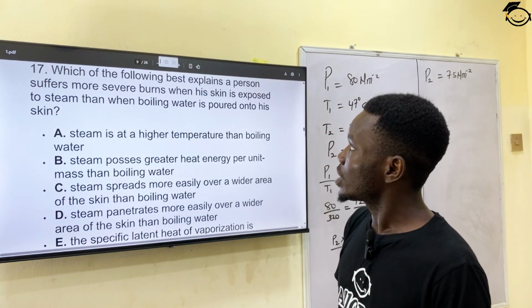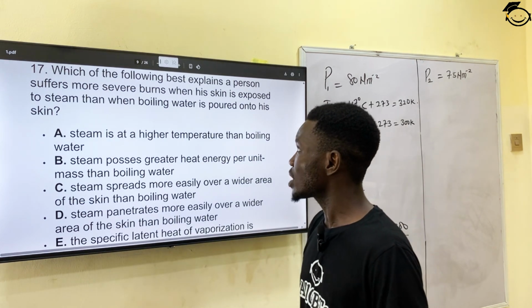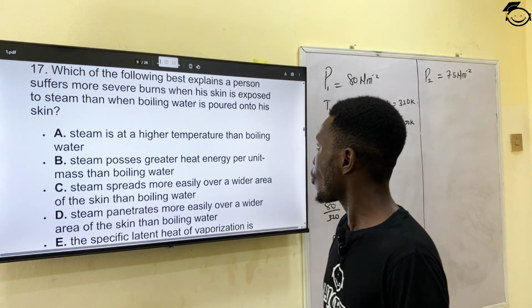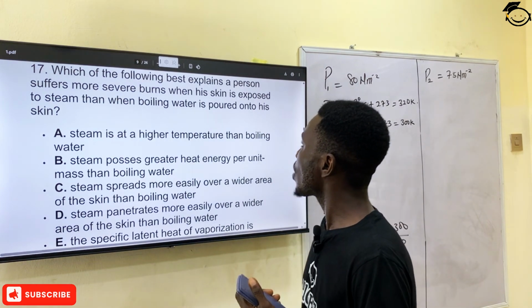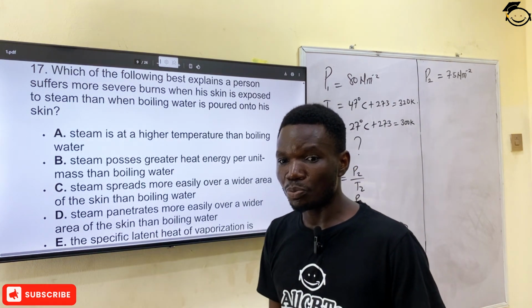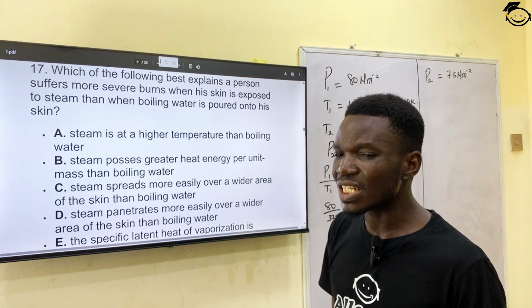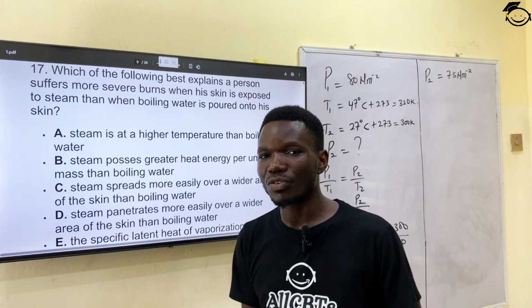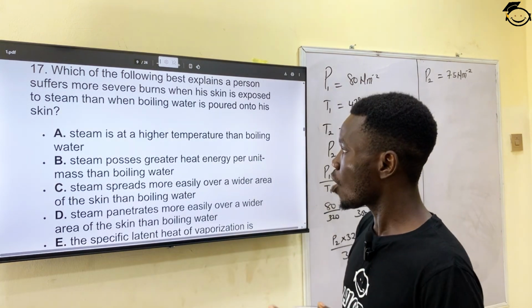Okay, question number 17 says, which of the following best explains why a person suffers more severe burns when his skin is exposed to steam than when boiling water is poured onto his skin? So when a person is exposed to steam, a person will suffer more severe burns because steam has a higher amount of heat present in it due to the latent heat of vaporization of steam.